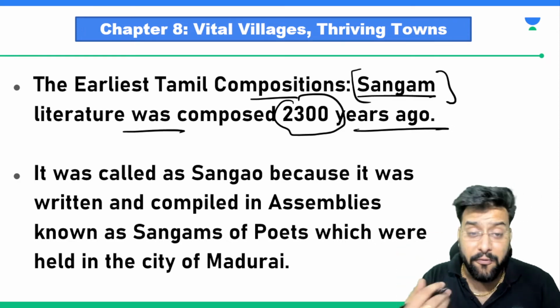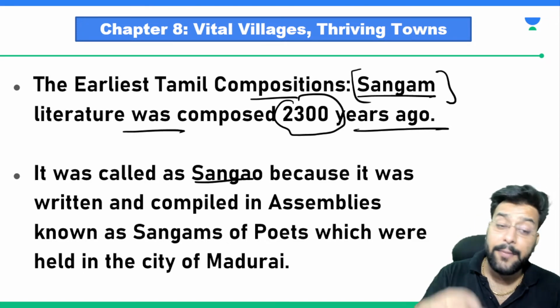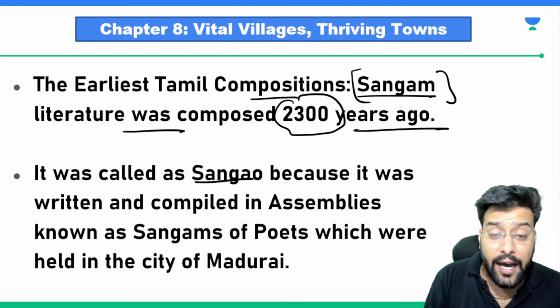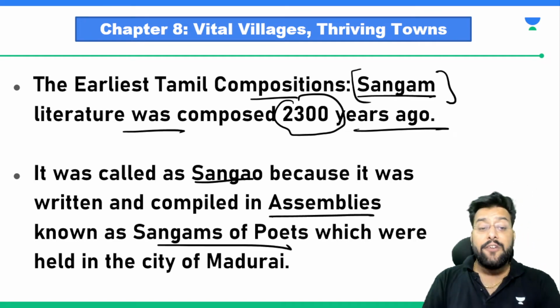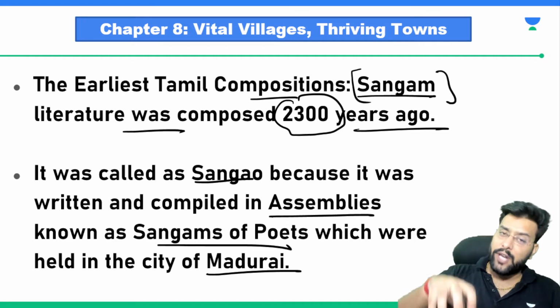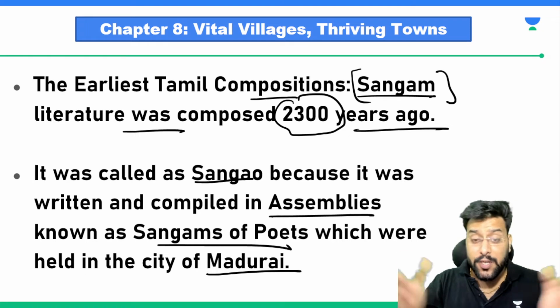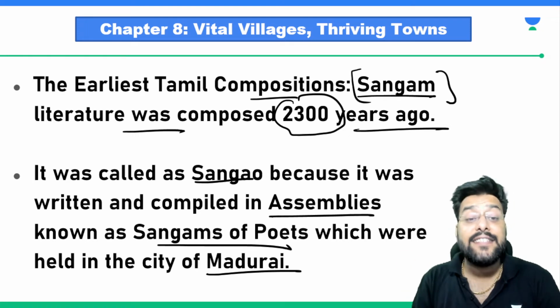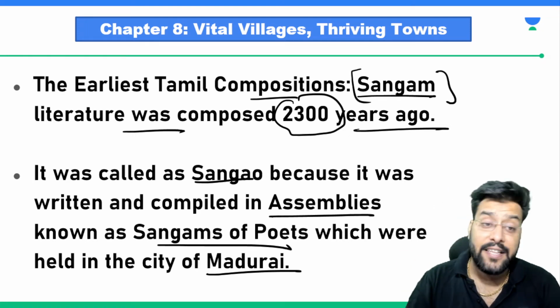So that's from where the name Sangao, and it ultimately became Sangam. It was actually assemblies known as Sangam of Poets, which were held in the city of Madurai. So in Madurai, these poets used to assemble, they used to compile their writings, and it is the earliest Tamil composition by the name Sangam literature.